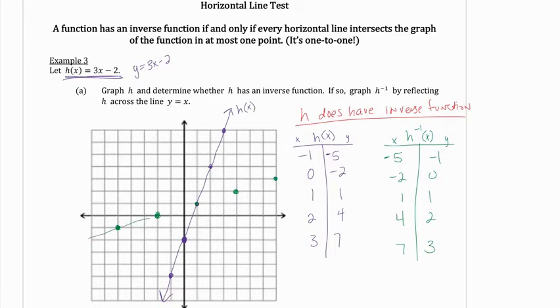And then we can draw in that function. And there's our inverse. That's our h negative 1 of x, right? And again, you can see that line that goes through the center that's reflecting, or that's what shows your inverse, right?